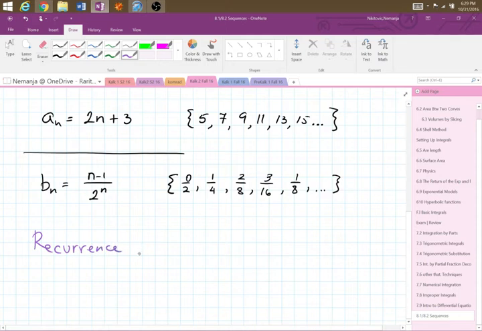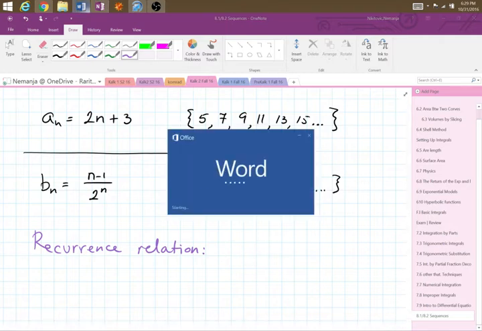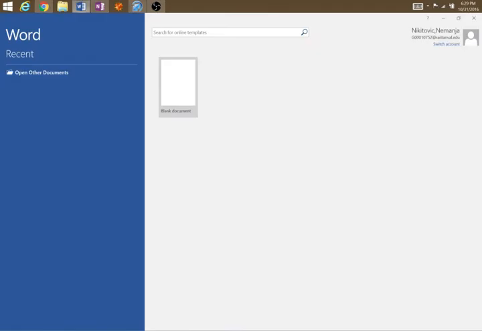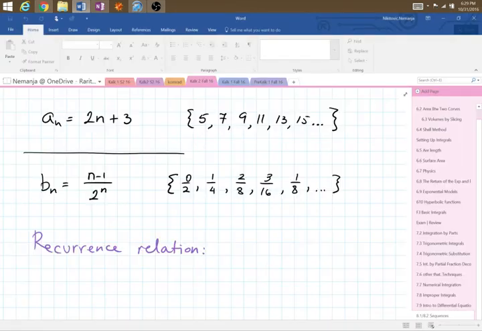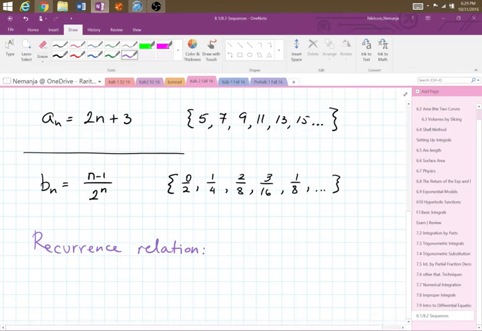Recurrence relation. A recurrence relation is when you have to use the previous term or previous few terms to compute the next term. So you would specify a place to start, and then you would compute the next term using a few previous terms.